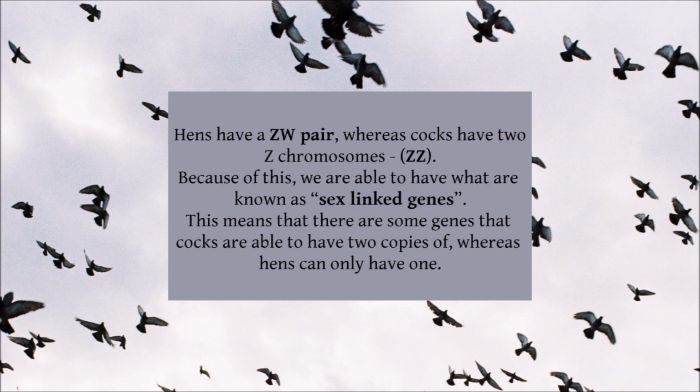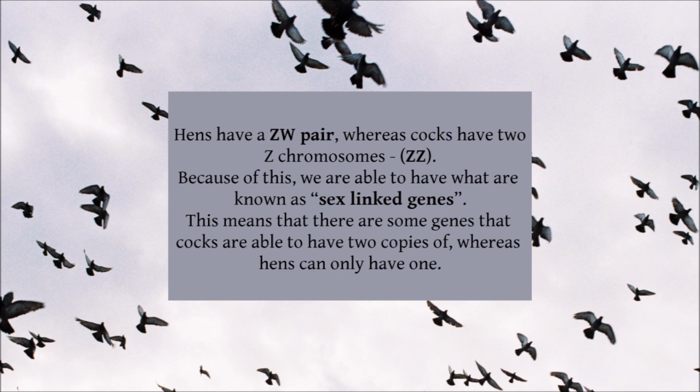The sex chromosomes are different. Instead of matching pairs like the autosomes, there are two different sex chromosomes that pair together. In pigeons, these are called the Z chromosome and the W chromosome. It is this pair that determines the pigeon's sex. Hens have a ZW pair, whereas cocks have two Z chromosomes. Because of this, we are able to have what are known as sex-linked genes. All our sex-linked genes are found on the Z chromosome. There aren't any known genes stored on the W chromosome.